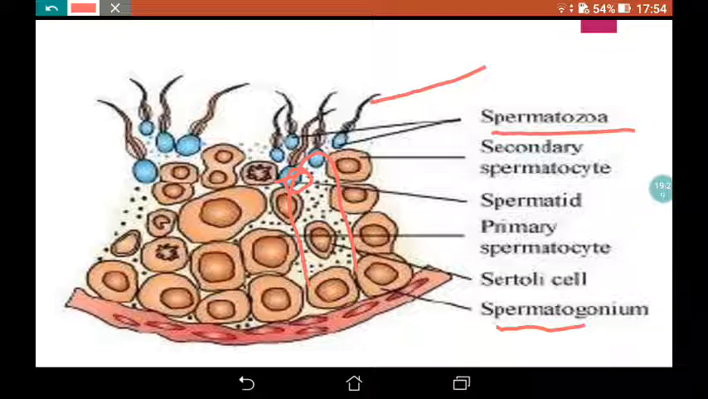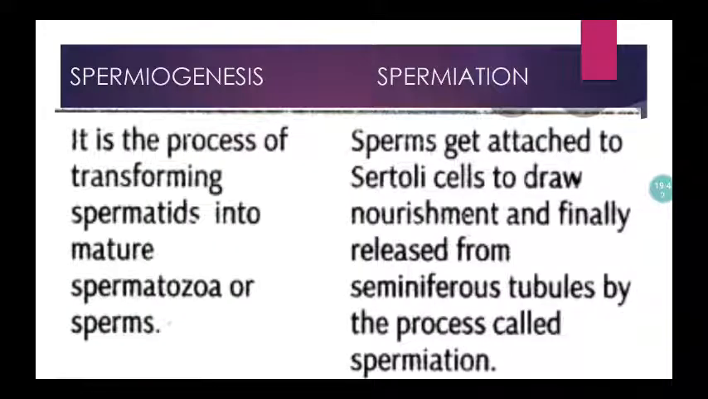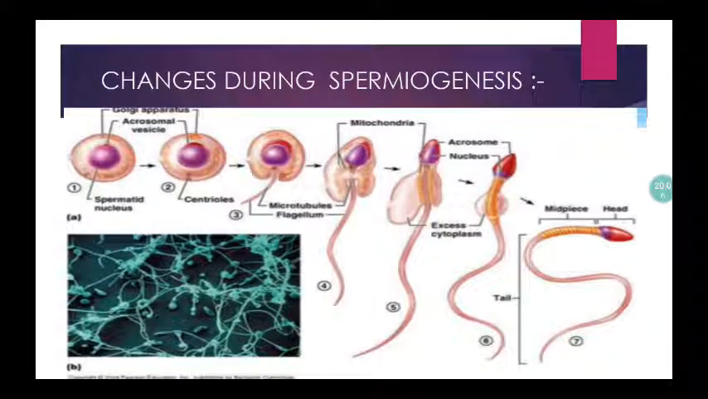And the third term is spermiation, which means detachment of matured spermatozoa from the Sertoli cell. Okay, so now just look at the next slide. The same definition I have given over here. Spermiogenesis is the process of transforming a spermatid into mature spermatozoa or sperm, and spermiation means sperms get attached to Sertoli cell to draw nourishment and finally get released from the seminiferous tubule by the process called spermiation. Okay. So now I am just showing you the changes during spermiogenesis.